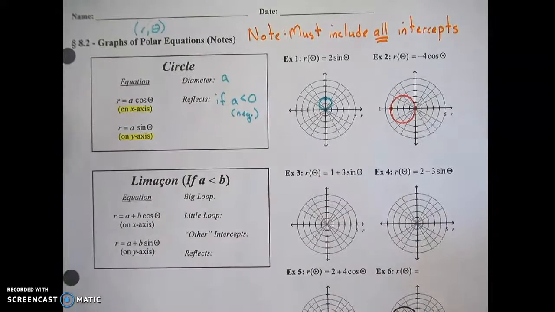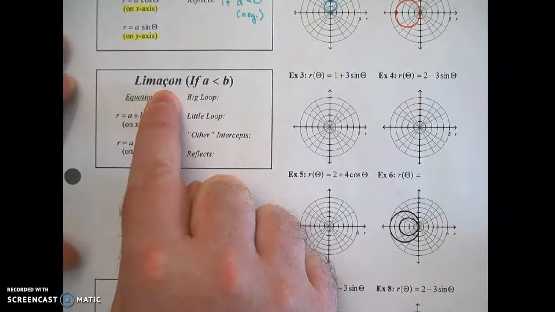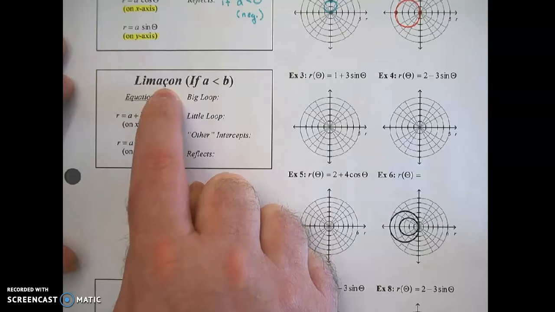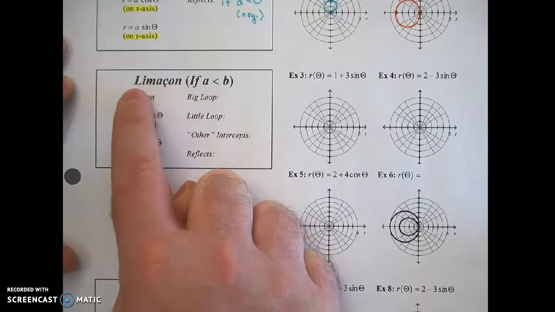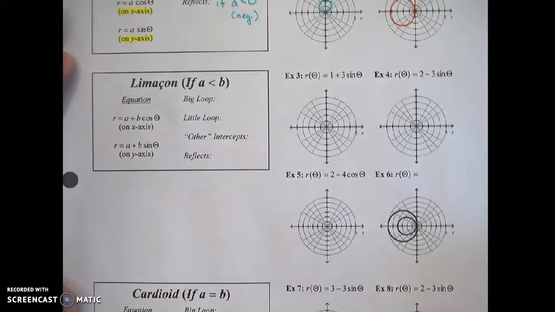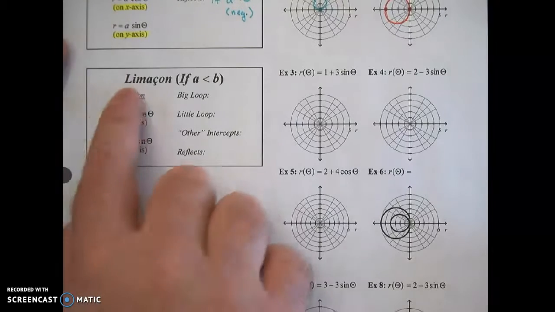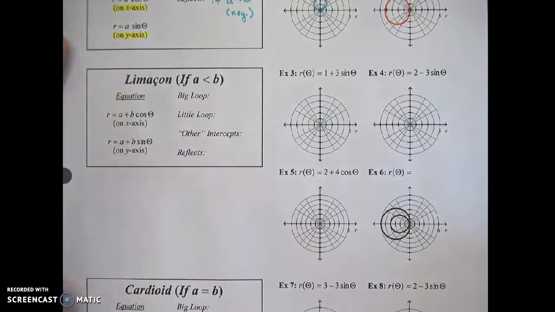All right, now we're going to look at much more interesting polar graphs. This is the French letter cedilla, I don't know exactly how to say it, but it creates this sort of weird sound. These are called limaçons, and you have to have that little French accent to it. But I'll explain more about what a limaçon is as we get into some of these.